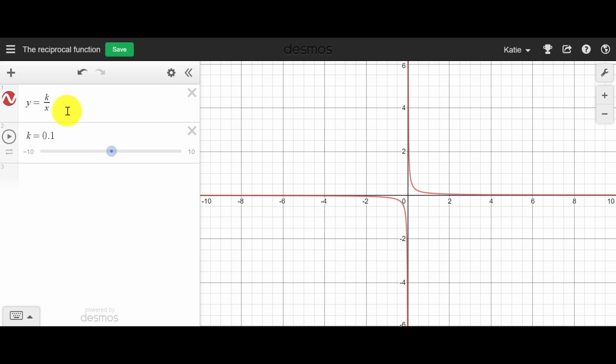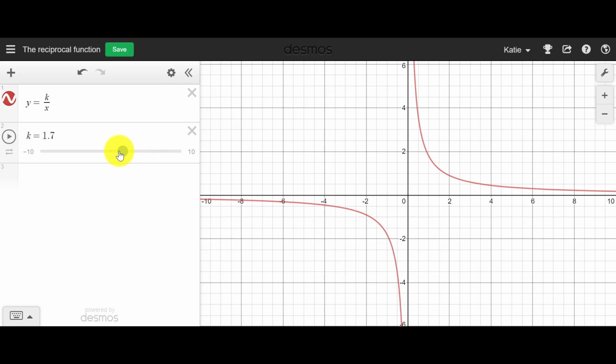So if we have a look here, I've drawn a graph of y equals k over x, and I've got k on a slider, which means I can change the value. So we can see what happens as k gets bigger and bigger. All that's happening is my graph is getting fatter and fatter. It's moving further away from the axis.